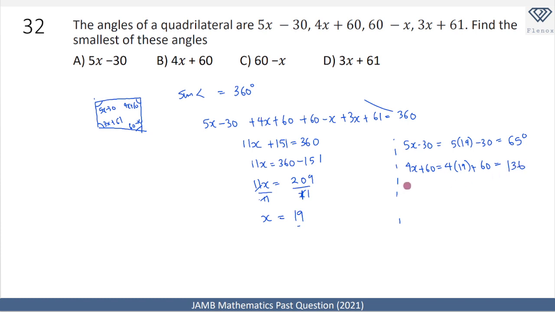And the next one is just 60 minus x, which is what? 60 minus 19, which is 41. And the final one is what? 3x plus 61, which will be 3 times 19 plus 61, which is 118. So which of them is the smallest? You can see that 41 degrees is the smallest of these angles, and that corresponds to what? 60 minus x. So the correct option to this is option what? Option C.